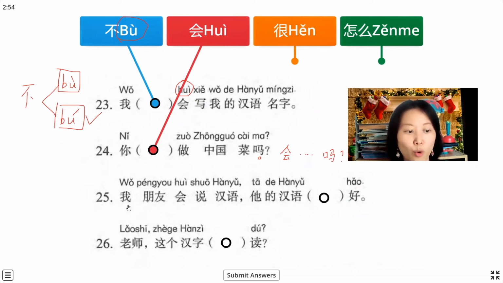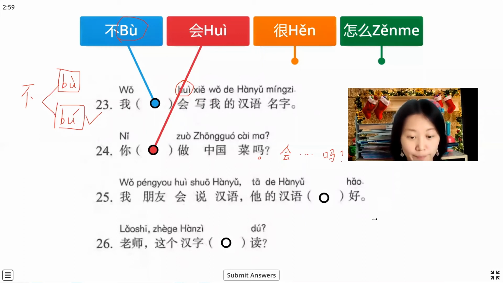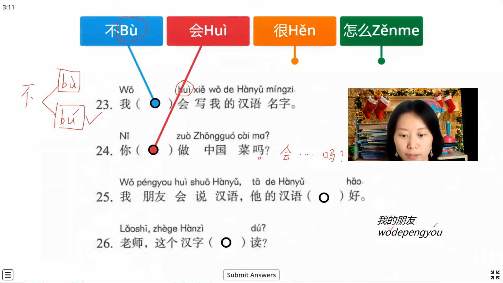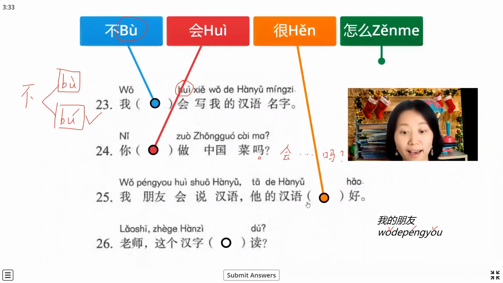Okay, next one. 我朋友, my friend. My friend, we can say 我的朋友, but always we just say 我朋友, a simple way. And this one, my friend 会说汉语, can speak Chinese. 他的汉语, his Chinese language. Very good, we say 很好. And this 很 means too much, very much. Okay, we always say 很好.